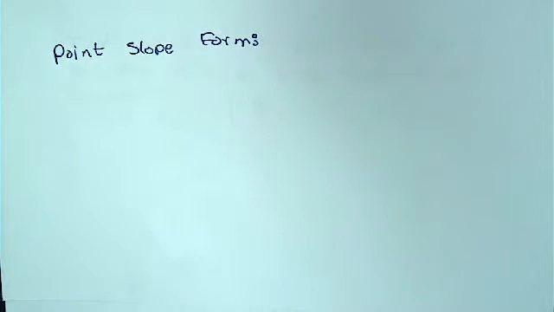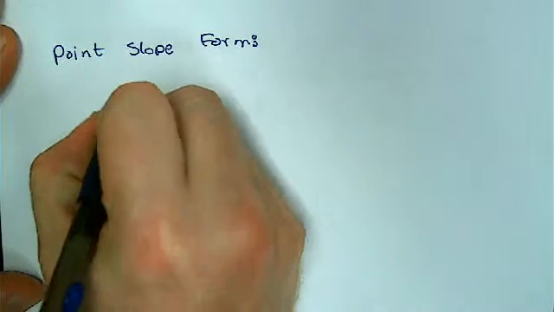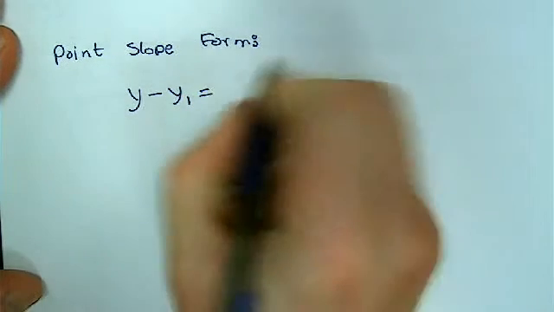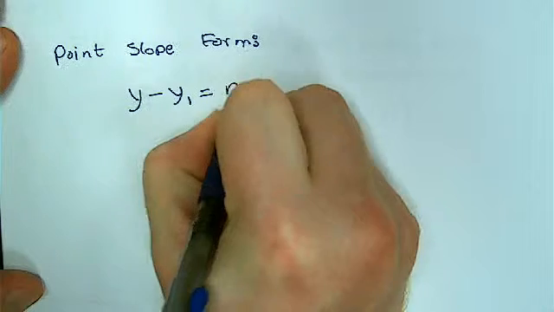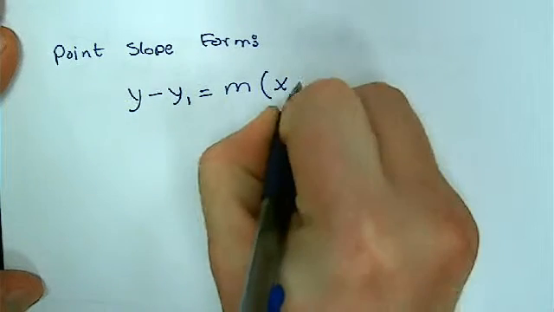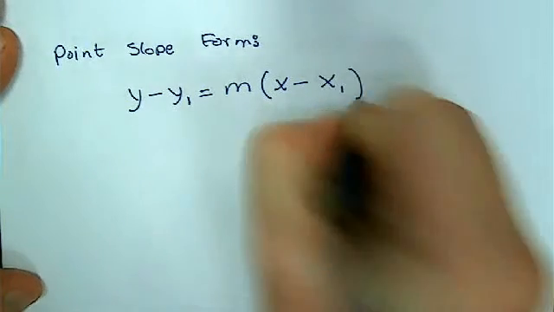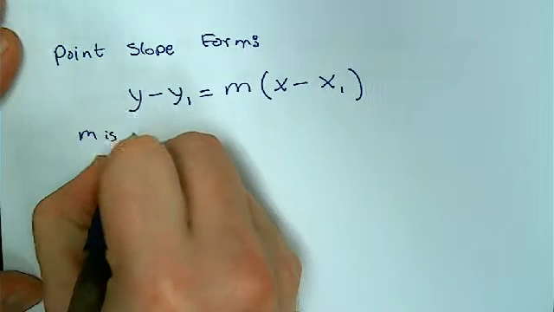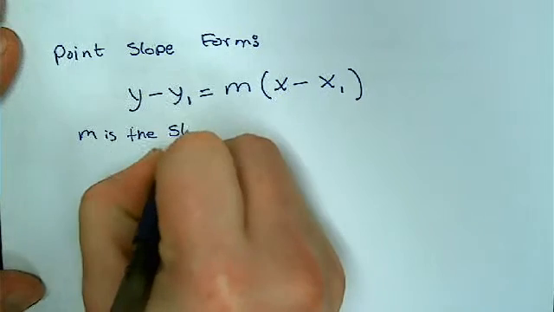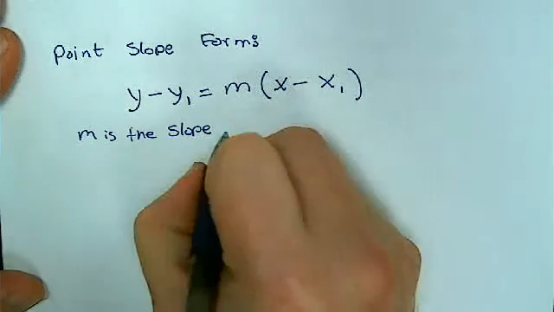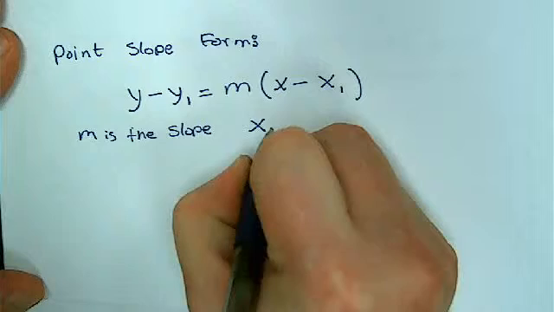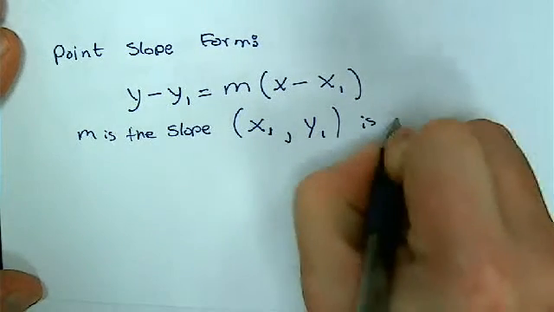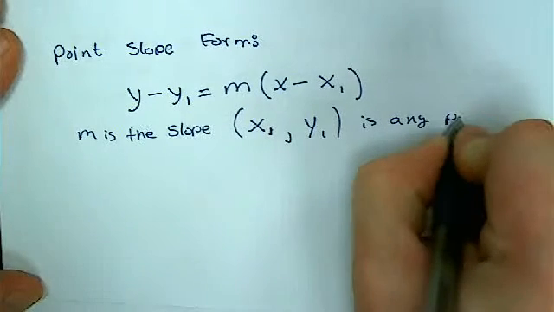Right, the general way we write it looks like this. y minus y1 equals m times (x minus x1). And in this case, m is the slope, and (x1, y1) is any point.